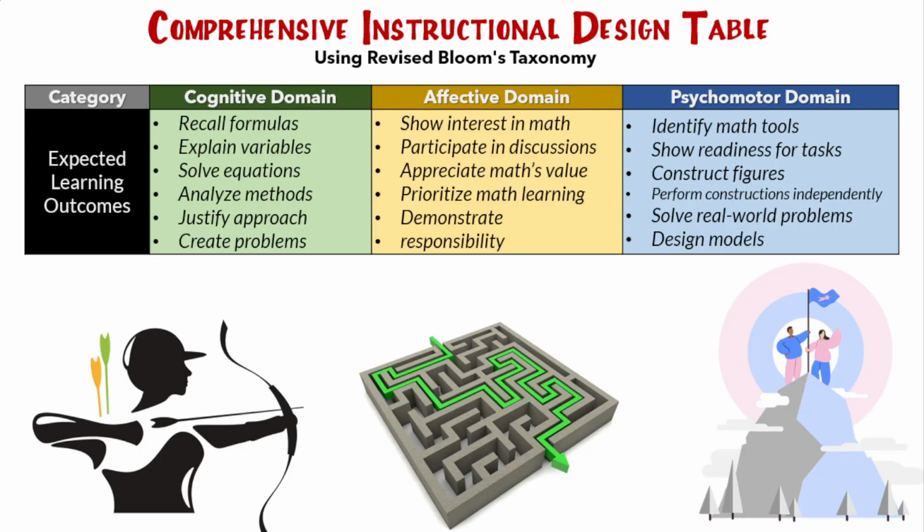Now, the expected learning outcomes related to the cognitive domain are recall formulas, explain variables, solve equations, analyze methods, justify approach, and create problems. The expected learning outcomes related to the affective domain may be show interest in math, participate in discussions, appreciate math's value, prioritize math learning, demonstrate responsibility.